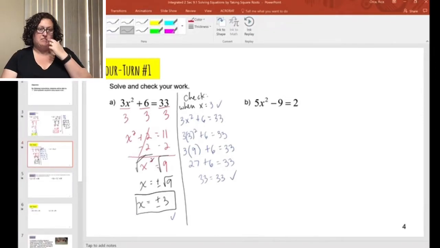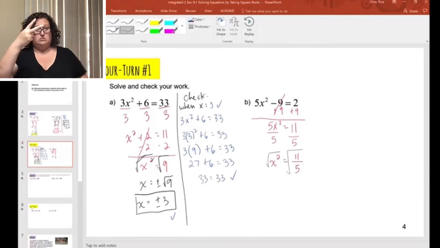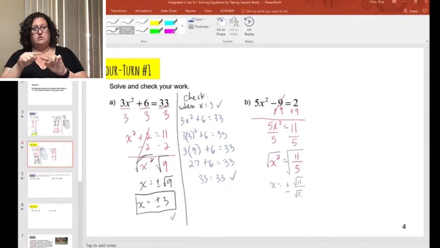We're going to start off by adding 9 to both sides. Now we have 5x squared is equal to 2 plus 9, which is 11. Next, we're going to divide by 5 on both sides. x squared equals 11 over 5. Now we need to get rid of the square, so let's take the square root of both sides. x equals plus or minus the square root of 11 over the square root of 5.